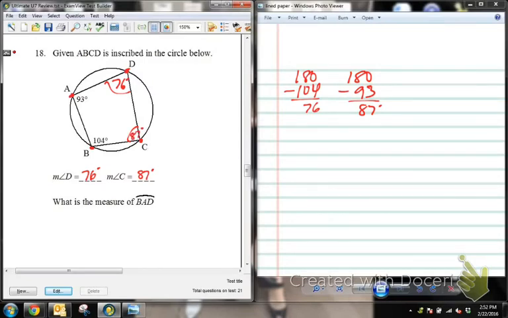The last question says, what is the measure of angle BAD? This is one of the hardest ones to see visually on the circle.